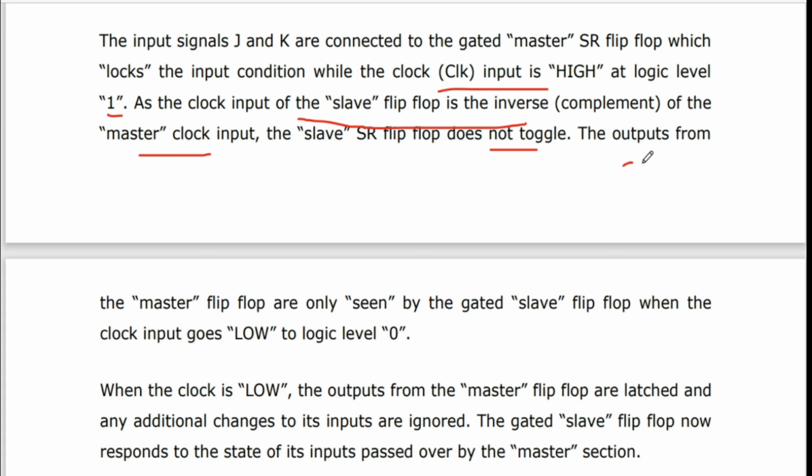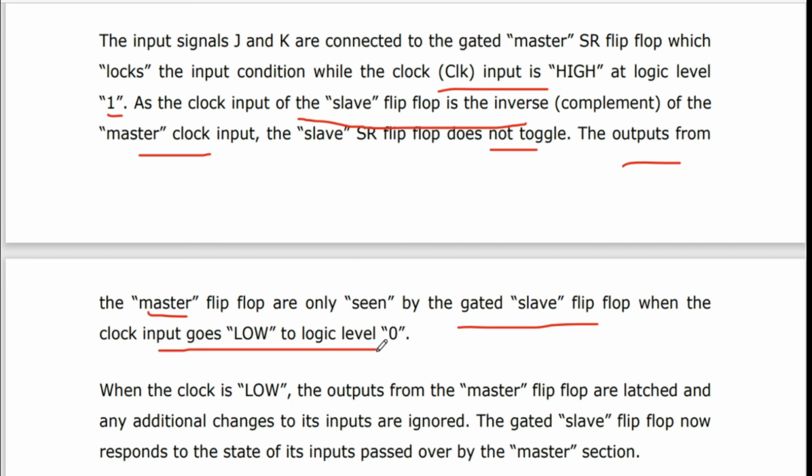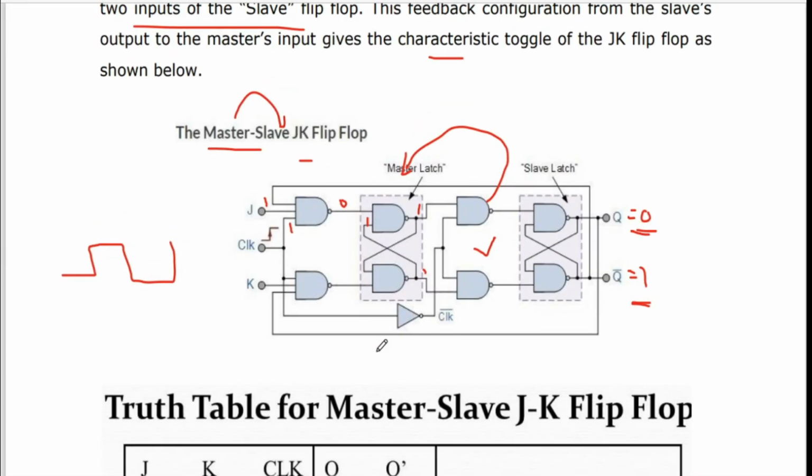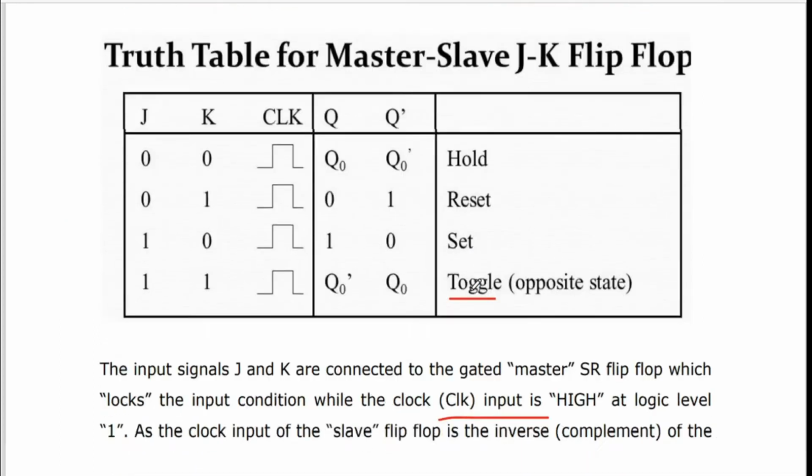So the output coming from the master is only seen by the gated slave when the clock input goes low, or to logic level 0. When the clock pulse goes low, whatever output is available at the output of the master will get copied to the slave. When the clock pulse becomes high, at that time the master is active and the slave is inactive.